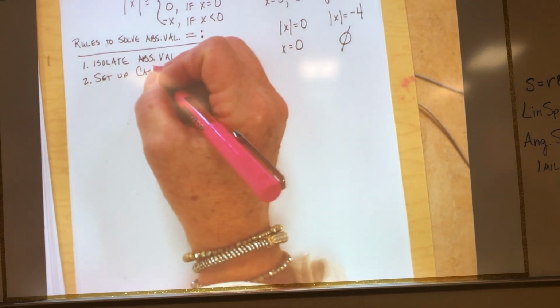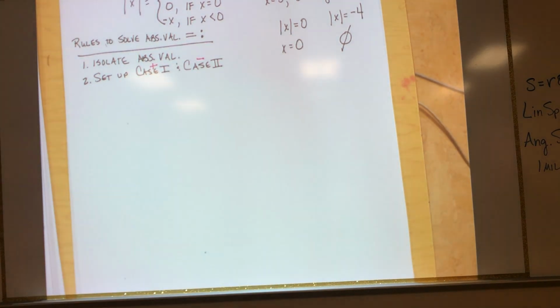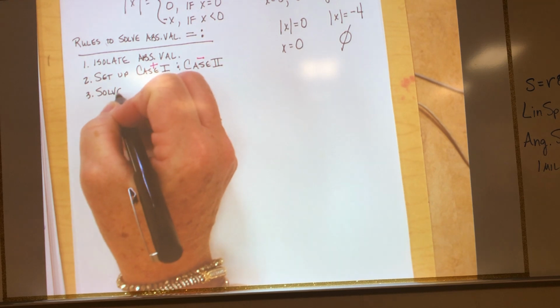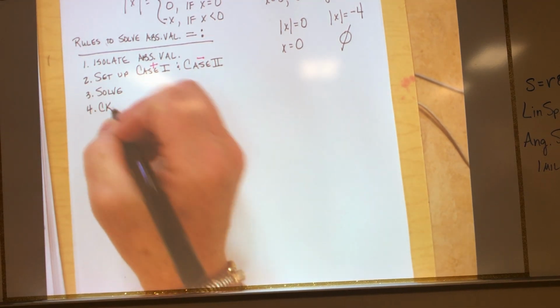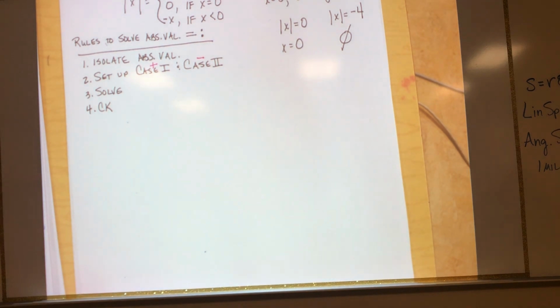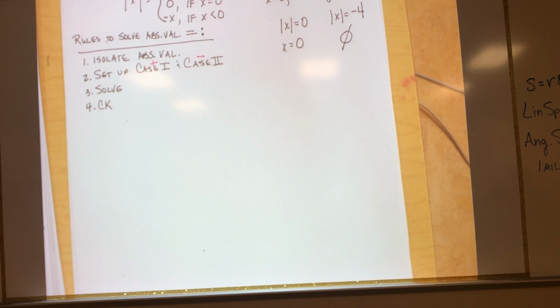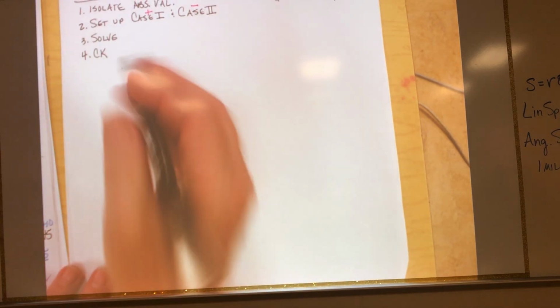Case 1 is going to be the positive value, and case 2 is going to be the negative value. All right? I'm going to show you how to do it. It's going to be okay. Number 3, we're going to solve each one of them. And number 4, you're going to check. Okay? You're going to check. This 4, very, very important. You're going to find out why checking is important. Okay, so let's try a problem. You ready?